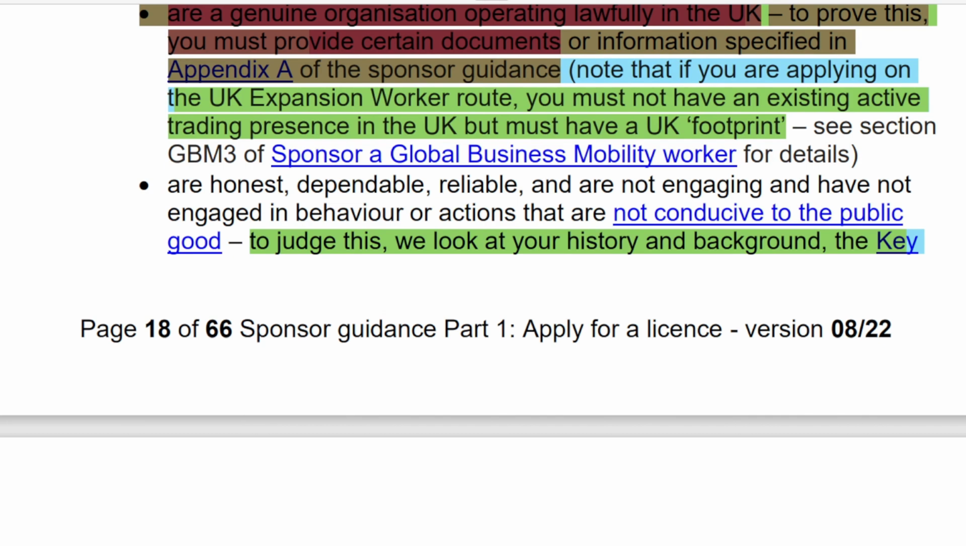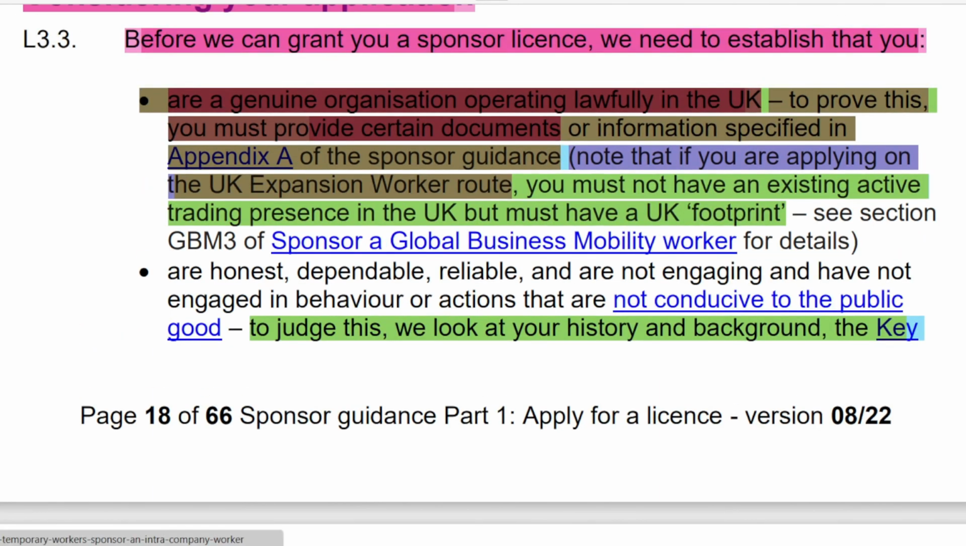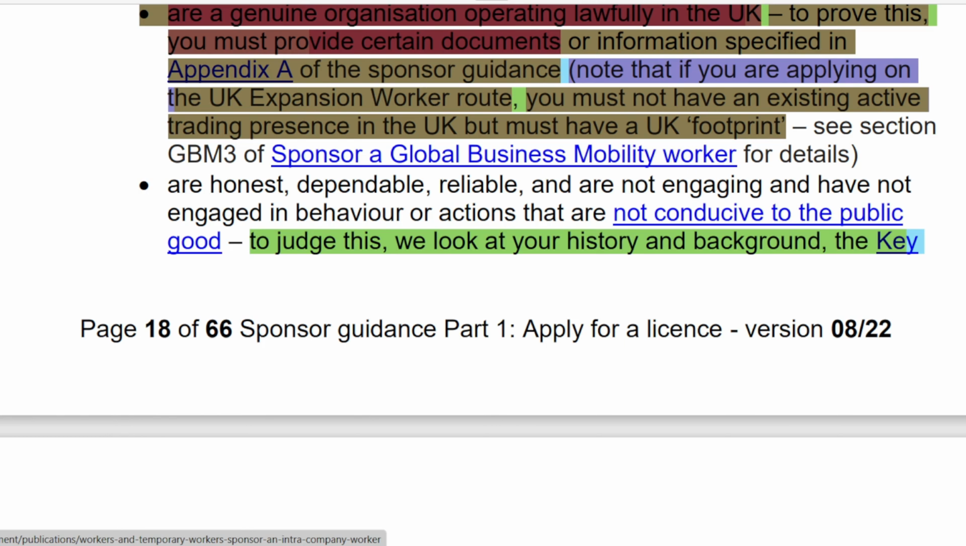Further, it says note that if you are applying on the UK expansion worker route, there is a video on my channel again which explains how to apply on the UK expansion worker route, you must not have an existing active trading presence in the UK, but must have a UK footprint. So in that category, you basically want to come to the UK and expand your business. You don't already have a trading business in the UK, but you have some relation in the UK, for example you're exporting product to someone or you have some imports from the UK. That's a footprint. So you provide evidence for that.